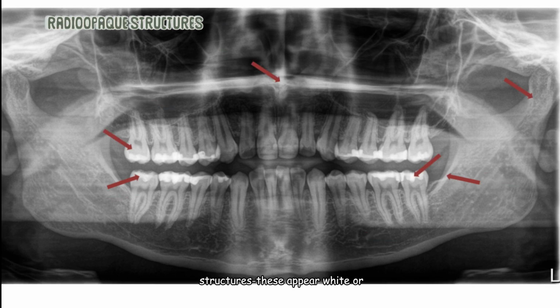Radiopaque structures appear white or light gray on the radiograph because they absorb more X-rays. Examples include bone. The denser the bone, the whiter it appears. Teeth, enamel, dentin, and cementum. Restorations, amalgam, gold, and some composite materials. Metallic objects, jewelry, piercings, and dental appliances.